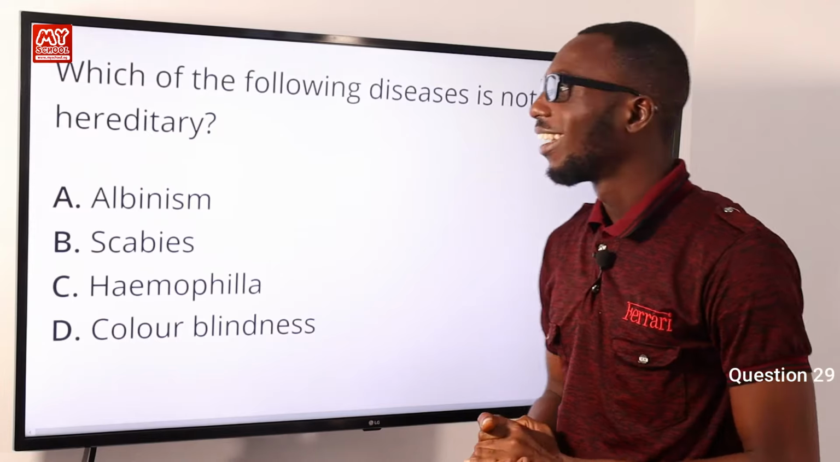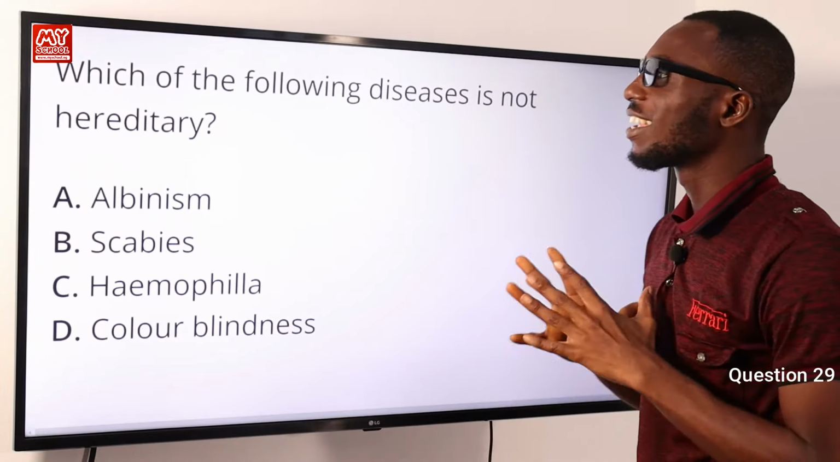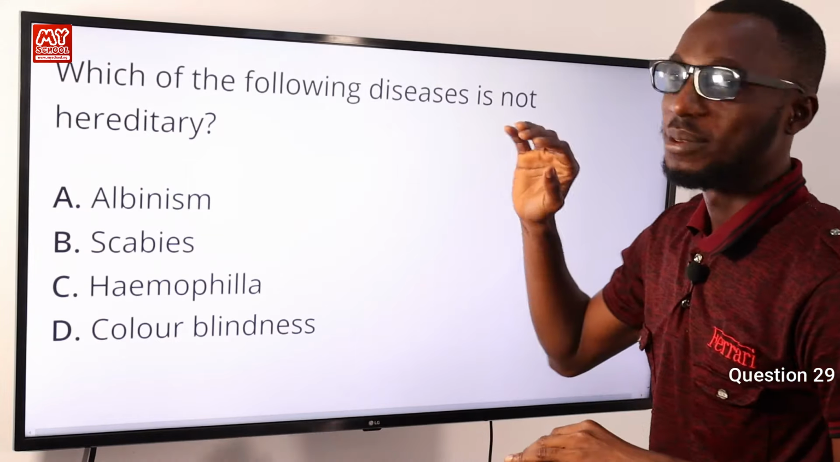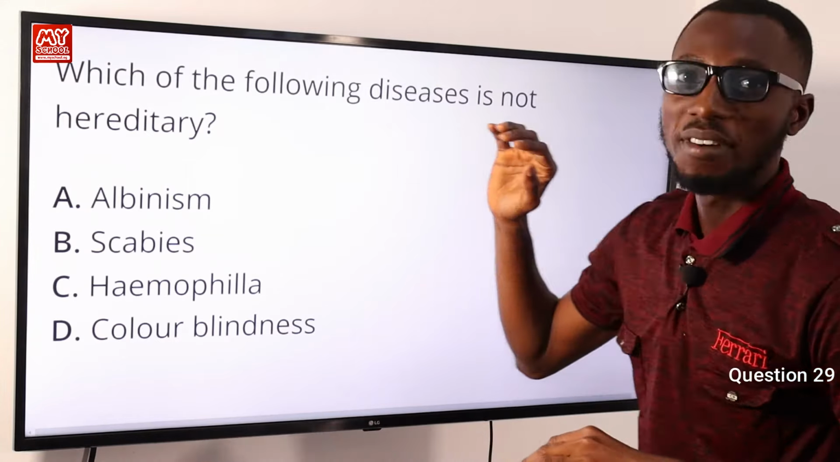Question 29. Which of the following diseases is not hereditary? Okay, we know of albinism, can be passed. Hemophilia, that is your blood not being able to clot, and this is very dangerous in bleeding. Then color blindness. So option D, option C, option A can be passed on to the next generation. But scabies is caused by mites. So scabies is the correct option, option B.